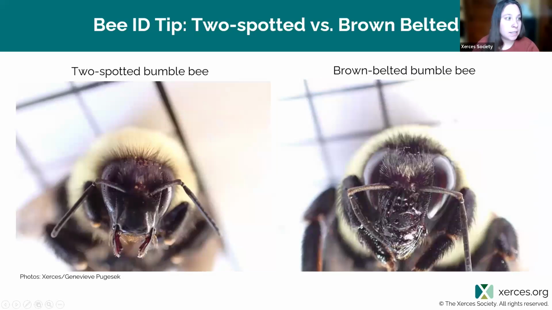You can also look at the faces of these bees. So for the two-spotted bumblebee, they have a really long malar space. They have a long horsey-ish looking face. So you can really see how long that cheek length is here. For the brown-belted bumblebee, they have a shorter face, so they have a rounder looking face, a short cheek, and I also like to look at the hairs on the top of the head, which are not visible here, but brown-belted bumblebees have dark hairs generally on the top of their head. Two-spotted bumblebees will have light hairs on their vertex.